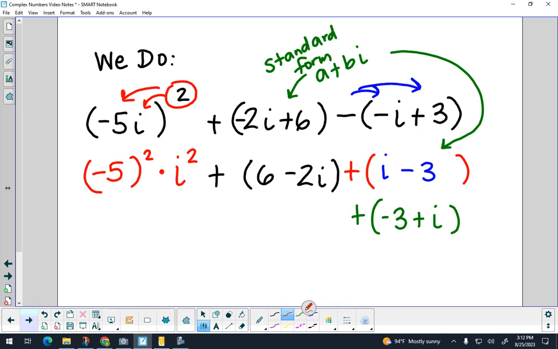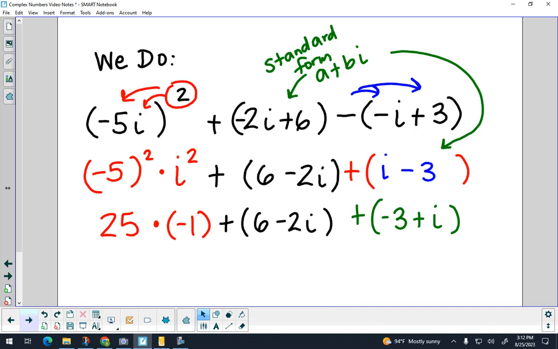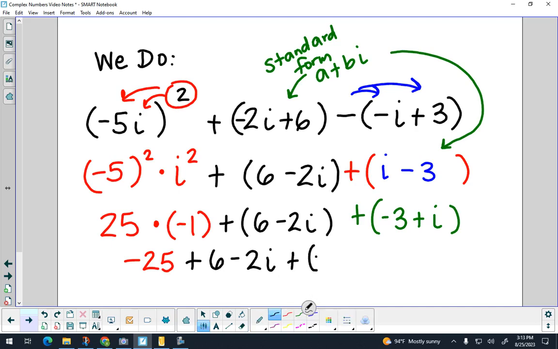Okay, negative 5 squared is going to be 25. And we knew that I squared is negative 1. Hopefully we know that by now. And we still have this here. So 25 times negative 1 is going to be negative 25. All right. Plus 6 minus 2i plus negative 3 plus I.